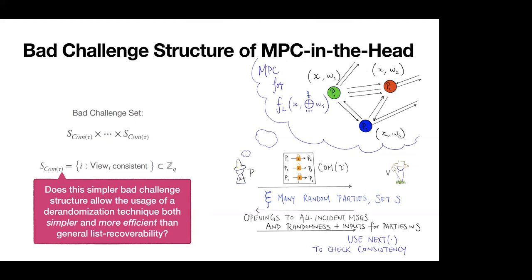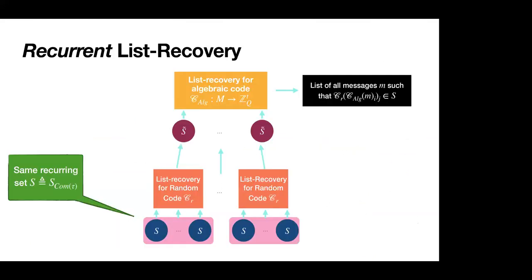Right, so one may ask, does a simpler batch challenge structure allow the usage of a de-randomization technique, both simpler and more efficient than general list recoverability? And the answer is yes. So here's a term we call recurrent list recoverability, a strictly weaker notion of general list recoverability, where instead of having arbitrary sets S_1 through S_T, you just have the same set reoccurring over and over again.